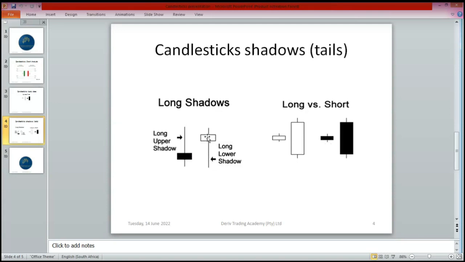As we know, normally this candlestick here, we call it a hammer. This is a candlestick pattern actually, but we're going to talk about candlestick patterns some other day.